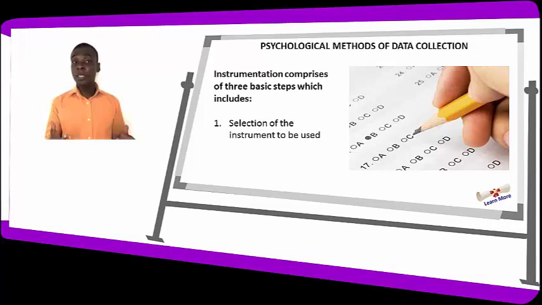So the kind of research you are carrying out will determine the type of instrument you would want to use for the data collection. I said that instrumentation comprises 3 basic steps, and I gave you number 1 step as selection of the instrument to be used, that is, the instrument to be used in collecting data. That's the first thing. You need to select the instrument you want to use to gather the data.